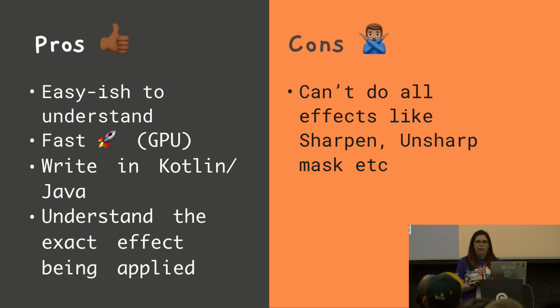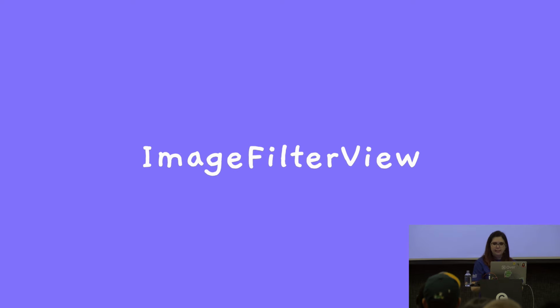A big con with this, though, is that it can't do all effects like sharpen or unsharp mask or anything that requires looking beyond the current pixel. If you have a filter like unsharp that requires looking at the surrounding pixels, you can't use color filters. And that's it for that. The next interesting one is the image filter view. Anyone heard of this?